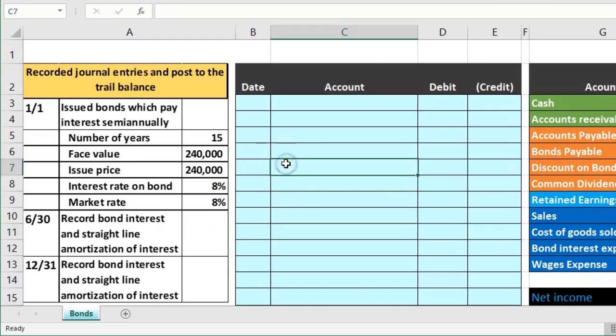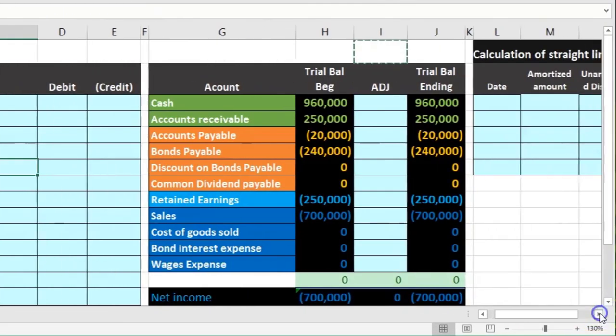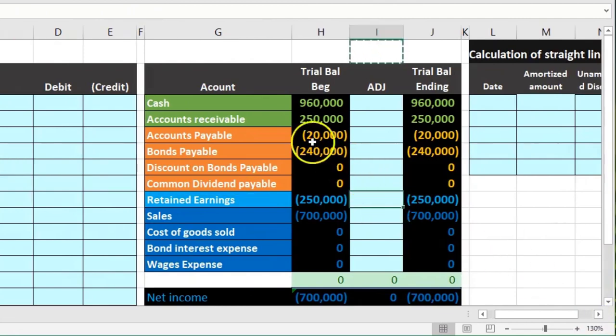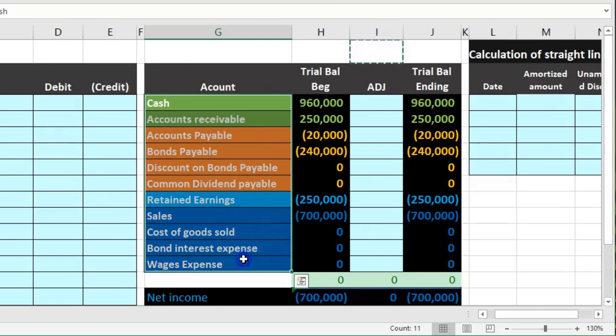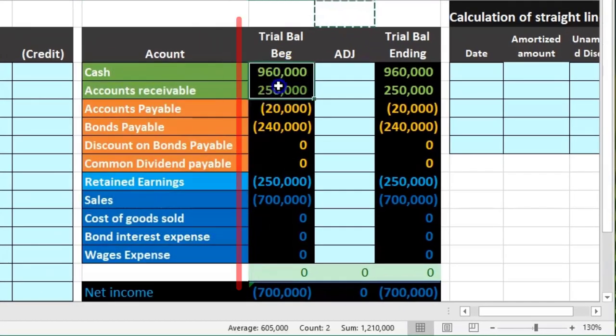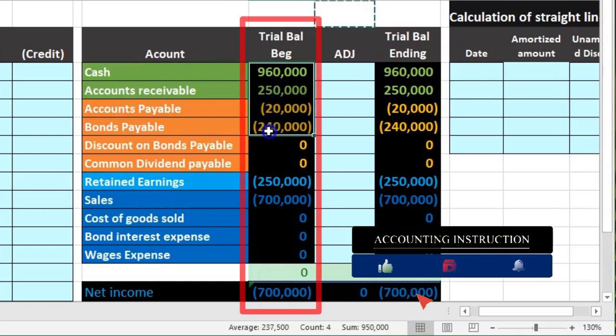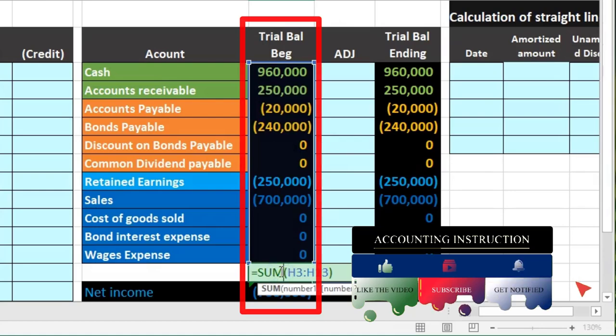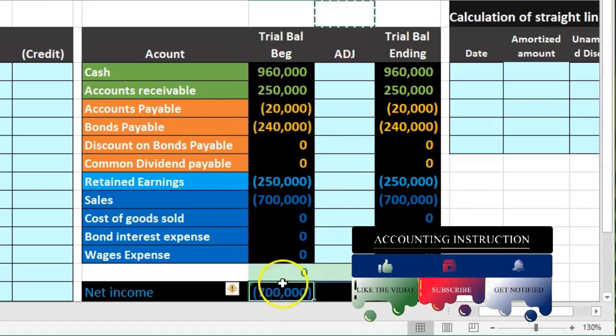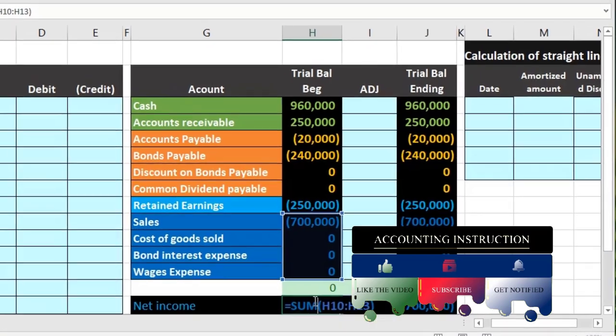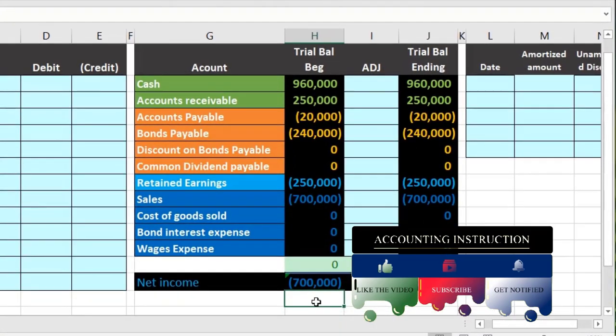Information will be on the left. We will record that in the general journal and then post that to our worksheet here. The trial balance is in order: assets, liabilities, equity, income, and expenses. Assets in green, liabilities orange, equity light blue, income statement accounts dark blue. Debits non-bracketed or positive for Excel. Credits bracketed or negative for Excel. Debits equaling the credits indicated by the green zero. And we have revenue minus expenses of $700,000 at this time.